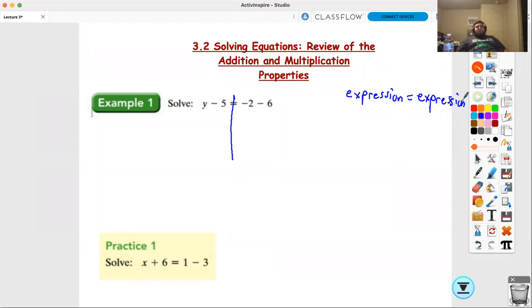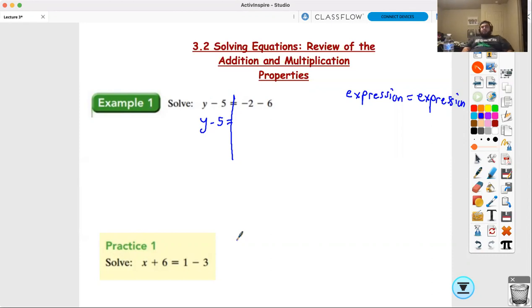Now look at the expression to the left, the y minus 5. Can I combine anything together, any like terms on the left side of the equation? Y minus 5. No, right? There's nothing to combine, so we just bring it down. But look at the right side, however. The right side says -2 minus 6.